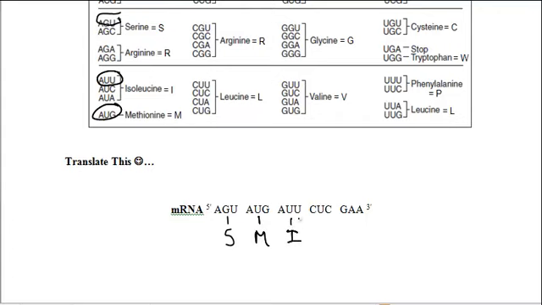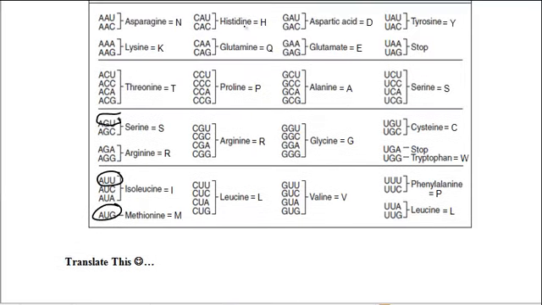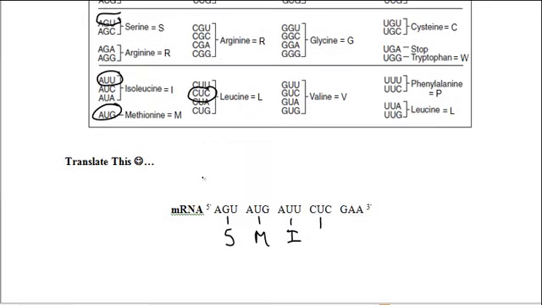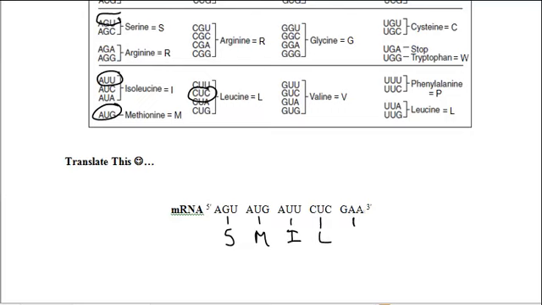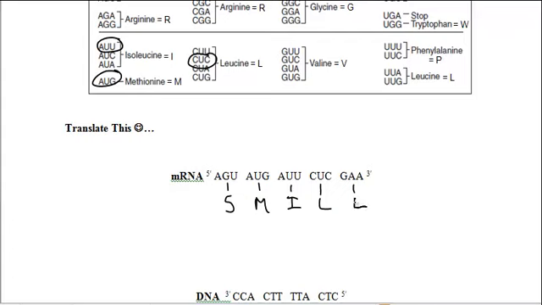All these amino acids, they're different because they have a different R group. And then CUC. Some people are really quick at using the chart. I'm about average speed. So that's leucine, L. And GAA, that's glutamate, which is abbreviated with an E. So in abbreviation, that spells smile.